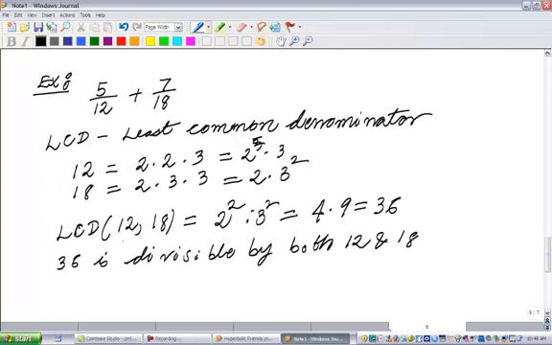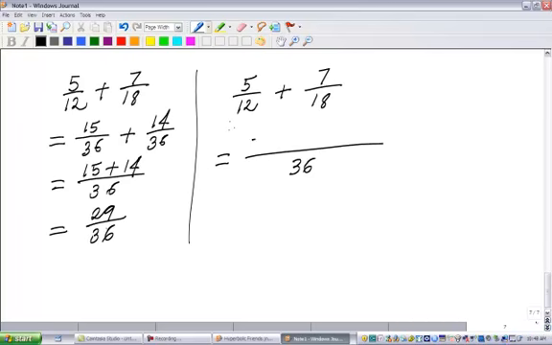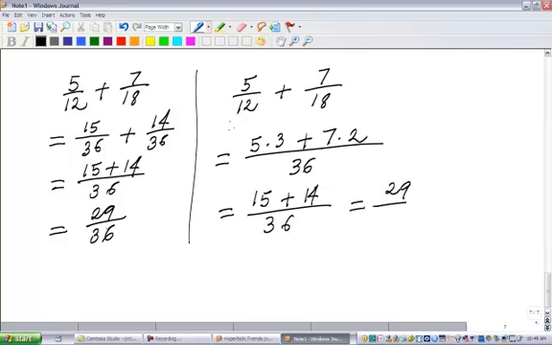So I'm going to multiply 5 with 3. Plus, this 7 here will be multiplied with what? 2. I divide 36 by 18, I get 2. So now I get 15 plus 14 again over 36, which is 29 over 36. You could use either way, okay?